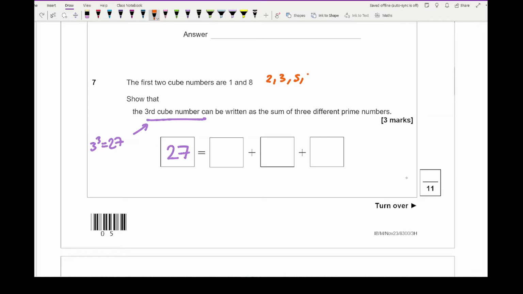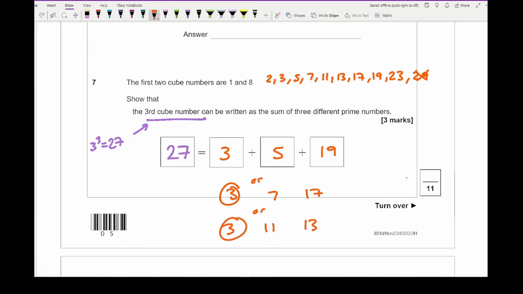Now for this, I would always encourage my students to write down the prime numbers. So 2, 3, 5, 7, 11, 13, 17, 19, 23 and 29, but we don't need to use 29 because we're looking for 3 numbers that add together. Now for this, there's several combinations you can have, and it doesn't need to be written in this order, but you can have 3, 5 and 19 as one option. You could also have the options of 3, 7 and 17, or you could have the option of 3, 11 and 13. And again, you can write those numbers in any order that you wish, but the combination of the three numbers must be the same.